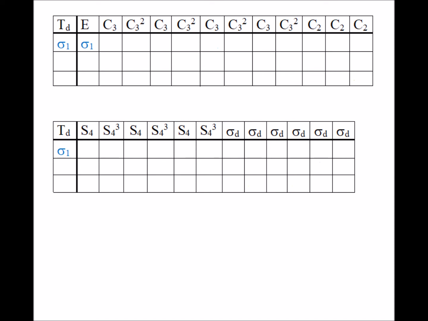For the next two operations, we see C3 and C3 squared. The first C3 that we're going to choose is the C3 that actually goes through sigma 1. So sigma 1 being on the axis is not going to change for either C3 or C3 squared. So when you see the following two diagrams, they look identical because the effect on sigma 1 is identical for each of those.